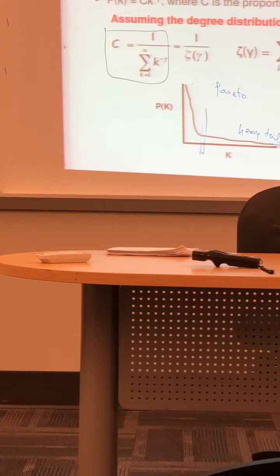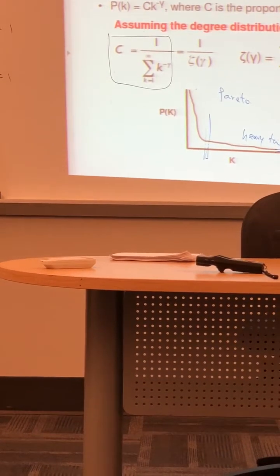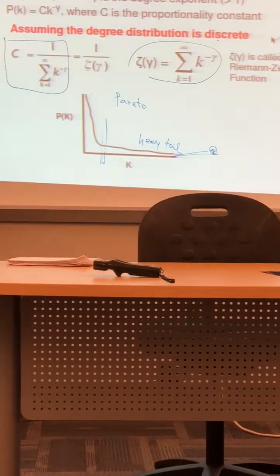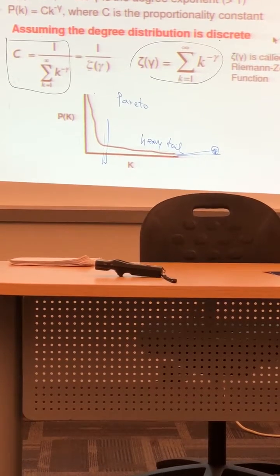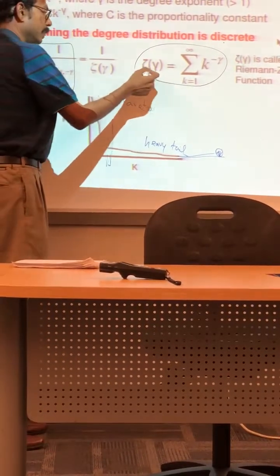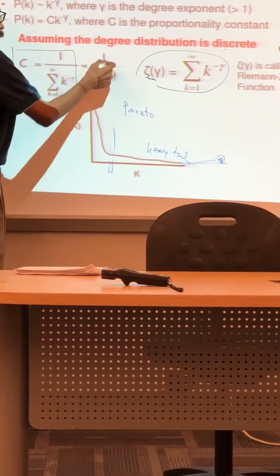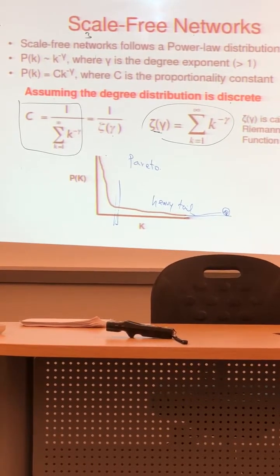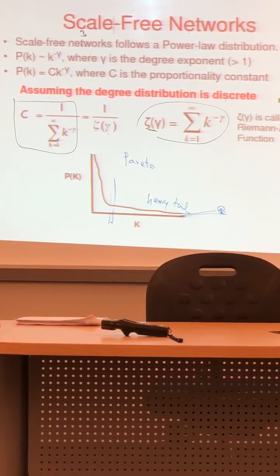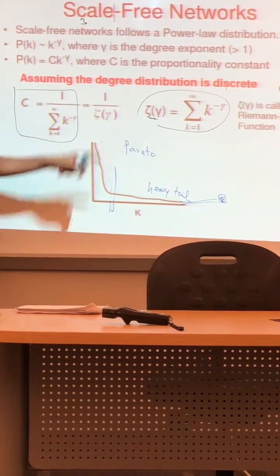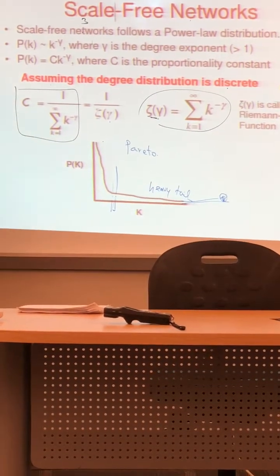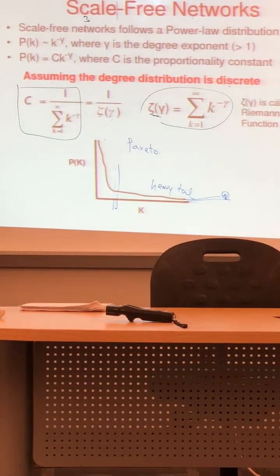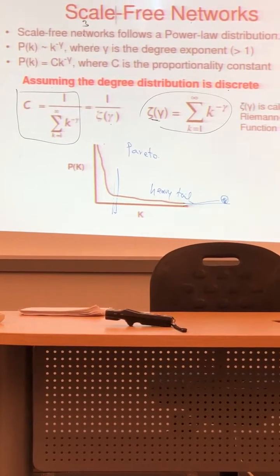Is that clear? Okay? So this summation has a name. You don't have to remember it, but it's called the Riemann zeta function. If you denote it like this, we can say this is 1 over zeta of gamma. I forgot what to call that symbol. There's a name for each of those symbols, like gamma, beta, and all. Zeta? Okay, zeta of gamma. It's zeta, if I'm not mistaken.